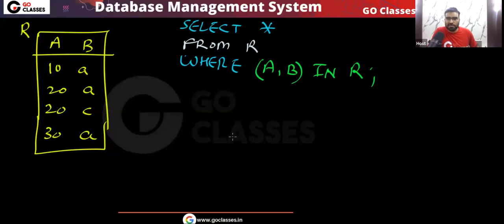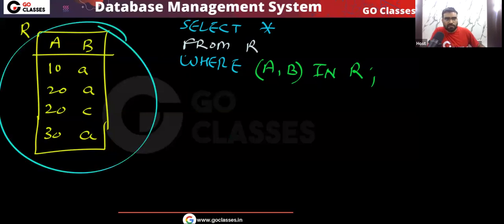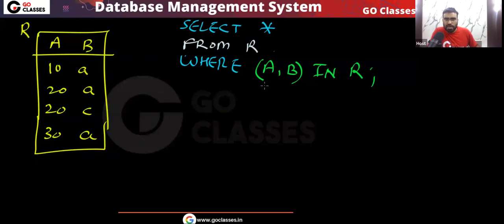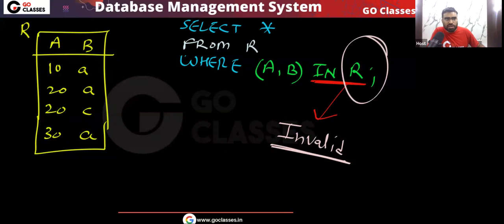If I write like this, from R, where A comma B in R, select star. Let me tell you what the problem is here. This is invalid, because remember, this must be a subquery. You should put a subquery here.